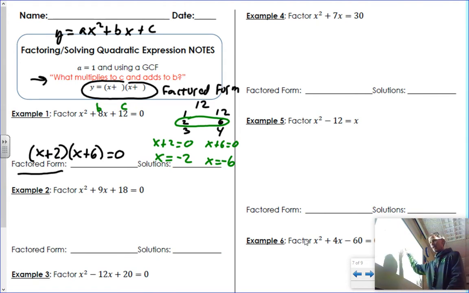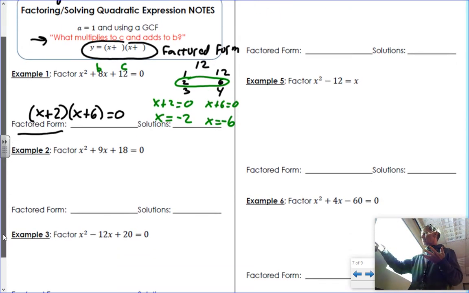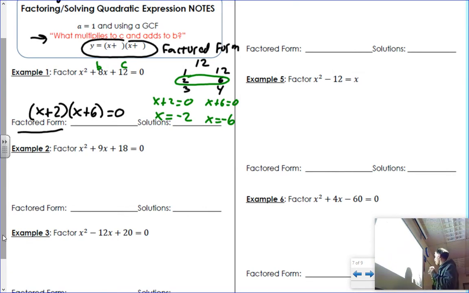Remember what the solutions tell you. The solutions tell you where it's crossing the x-axis. So if you graph this either by hand or on a calculator, that parabola is going to cross where x equals negative 2, and then again where x equals negative 6. Okay, that's the whole process, folks. I've got a bunch of examples that I'll let you pause the video and do a couple of them on your own. But that's really the whole process of factoring and solving.